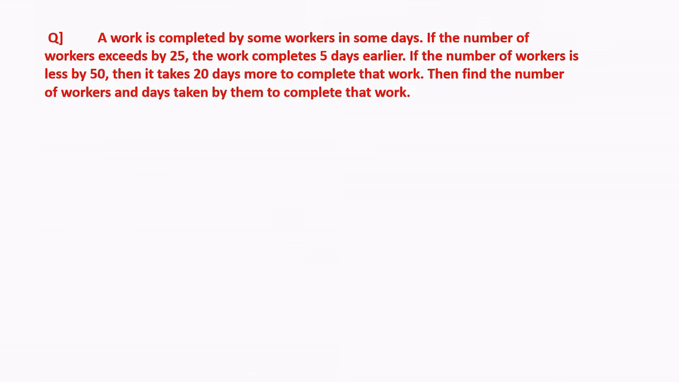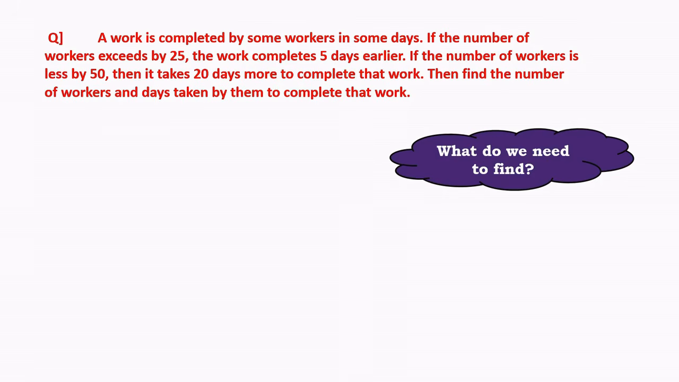Let's read the question. A work is completed by some workers in some days. If the number of workers increases by 25, the work gets completed 5 days earlier. If the number of workers decreases by 50, it takes 20 days more to complete the work. We need to find the number of workers and the number of days required. Now, let's begin the solution.